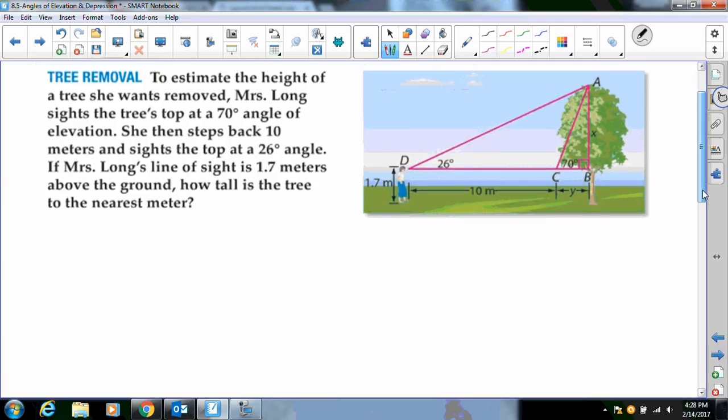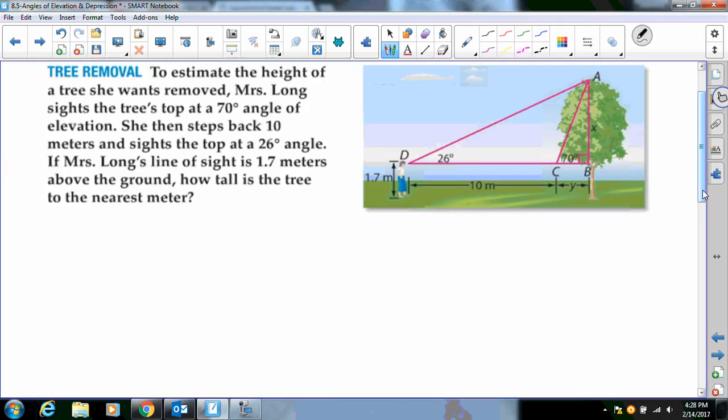Okay, so notice we have 2 different triangles here, and there are 2 things we don't know. We don't know the distance between C and B here, and we don't know the distance between A and B here of this picture. So I'm going to first look at our small triangle, and I'm going to set up, if you're looking at that, the tangent of 70 is equal to x over y. And then I'm going to go ahead and solve that for x. So I would just multiply by y on both sides. So y times the tangent of 70.